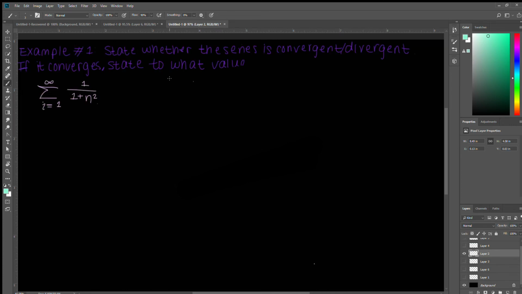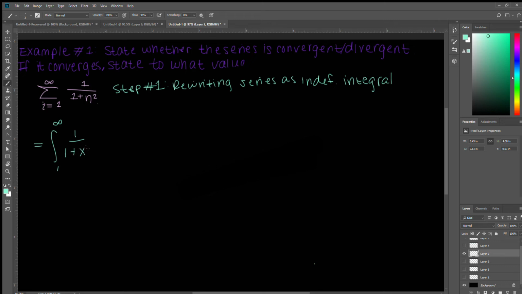All right, going into the official practice problems, example 1, we are going to state whether or not this series is convergent or divergent, and if it converges, state to what value. So our first step, like we did in the previous example, step number 1, is rewriting the series as an indefinite integral. So this series right here is going to be equal to the integral, with lower bound 1 and upper bound infinity, and anywhere we see a value of n, we're going to replace it with x, so this will end up being 1 over 1 plus x squared dx.